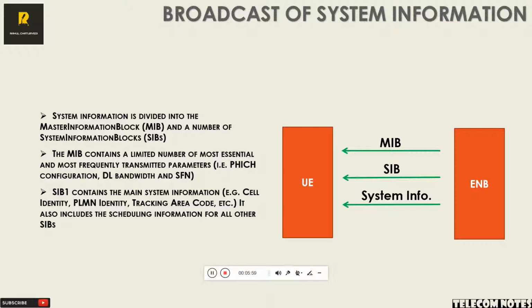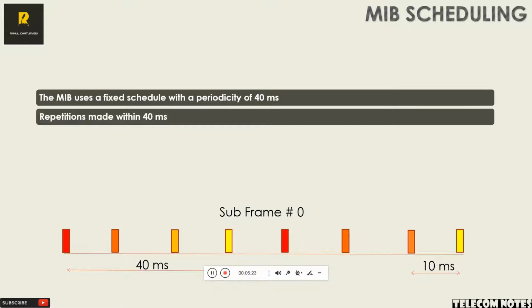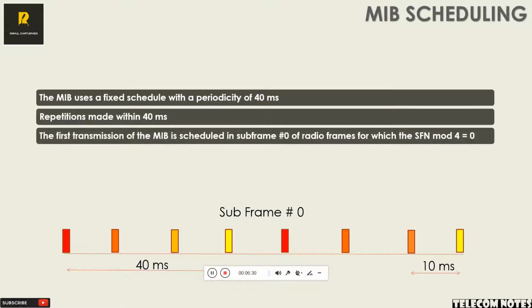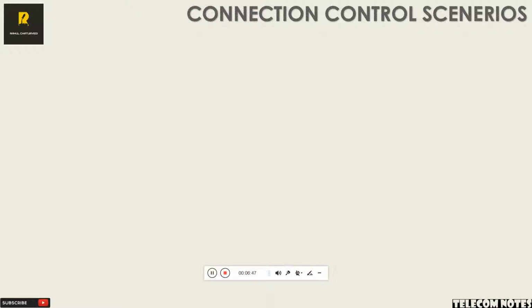After reading that master information block, it comes to the system information blocks containing the main system information, for example cell identity, PLMN identity, tracking area code, etc. It also includes the scheduling information for all other SIBs. Coming to the MIB scheduling, the MIB uses a fixed schedule having a periodicity of 40 ms, with repetition within 40 ms. The first transmission of the MIB is scheduled in subframe 0 of the radio frame in which the system frame number mod 4 is 0. Repetitions are scheduled in subframe 0 of all the other radio frames.